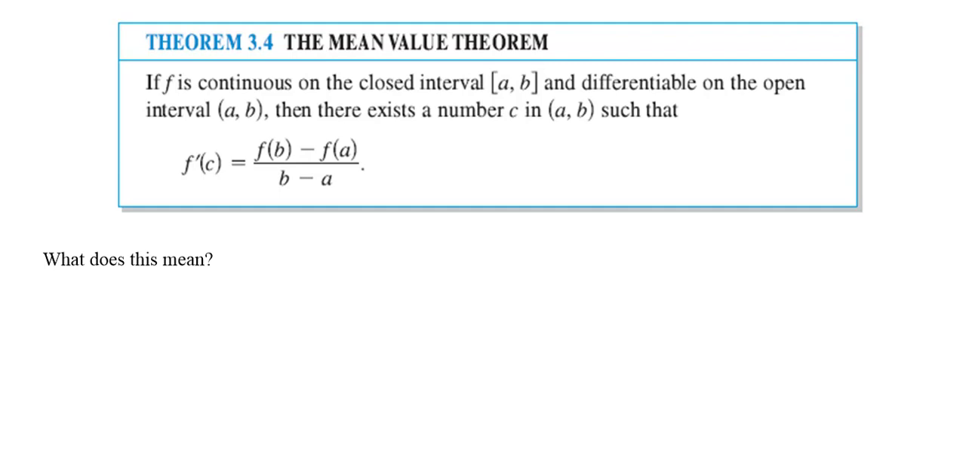If f is continuous on the closed interval, okay, we've seen that before, right? Those functions have had to be continuous on the closed interval for those previous theorems to work, correct? And it has to be differentiable on the open. So f also has to be differentiable on the open interval a to b. Then there exists a number c, which is an x value on that interval a to b, such that f prime of c equals f of b minus f of a all over b minus a. What in the world?